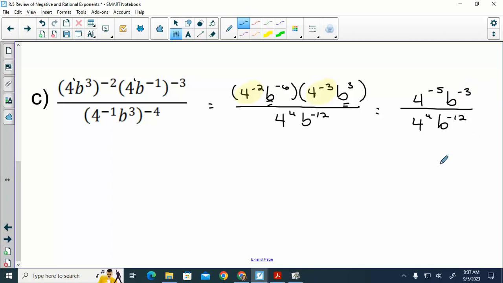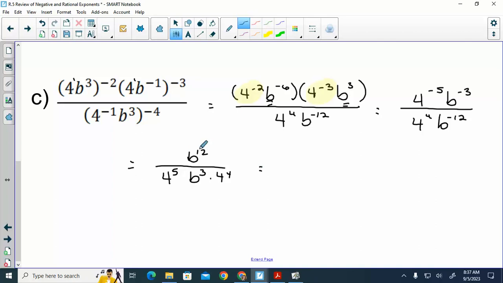Alright, you might be able to just simplify from here. If this is confusing for you with so many negative exponents, you are welcome to rewrite it. So this 4 to the -5 would go to the bottom. The b to the -3 would go to the bottom. The 4 to the 4th, that's a positive, so it stays. The b to the -12 would go up on top. So you don't necessarily have to do that step, but it can make it a little easier if all of the negatives are confusing for you.